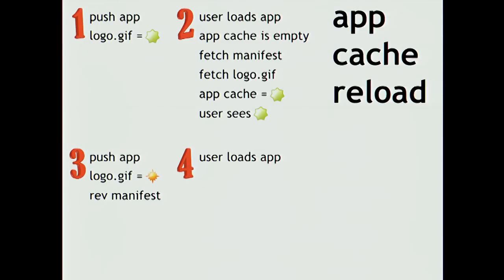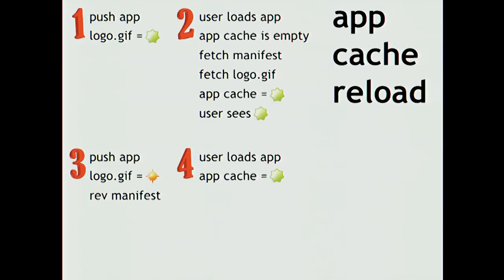And on today's Friday, so you do that Saturday night. So on Sunday, the same user loads the app again, and the browser says, okay, well, this app has a manifest file associated with it. Do I have any of those resources in my app cache? Oh, I do. I need logo.gif. Well, I have logo.gif in my app cache. It's this pretty green logo. Even though I've already pushed an orange logo to my server, the browser's ignoring that.